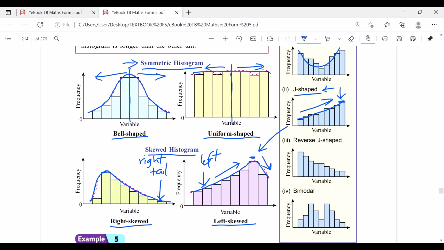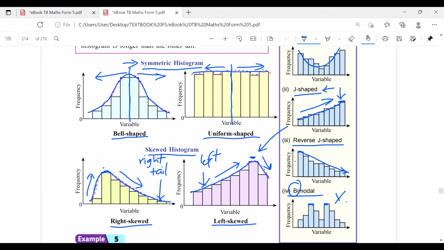Okay, reverse J shape is just the reverse of J shape. From the highest peak, it goes down. It is not going up, stopping and going down. This one is not going up, it's just from highest going down. Reverse J shape. And then finally the last one is bimodal. Bimodal is when you have two peaks with the same frequency. So you say bimodal. This is not the bell shape. You see it's like bell shape, but no.